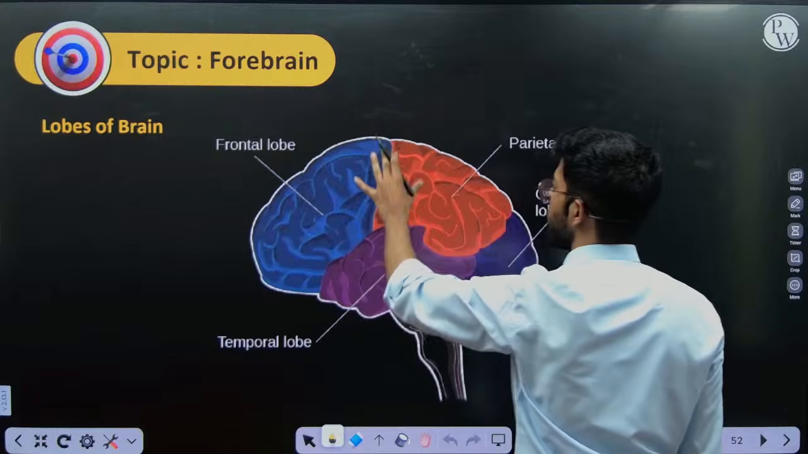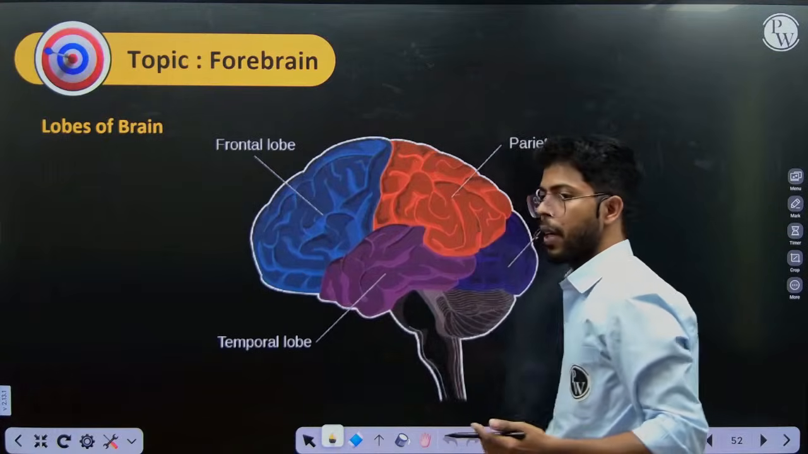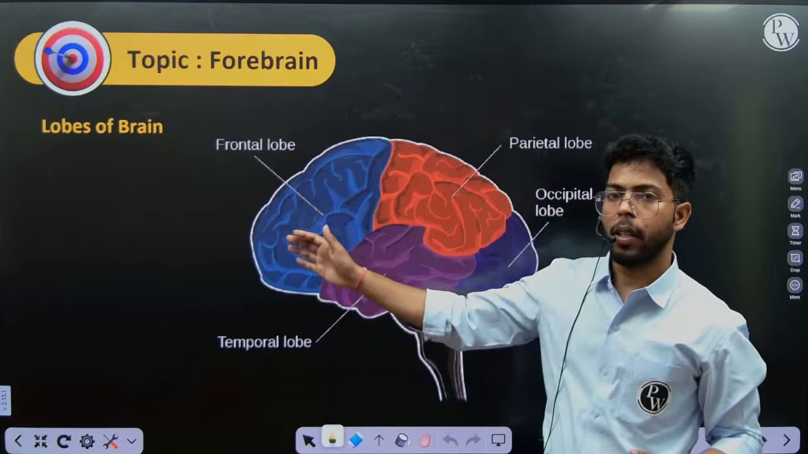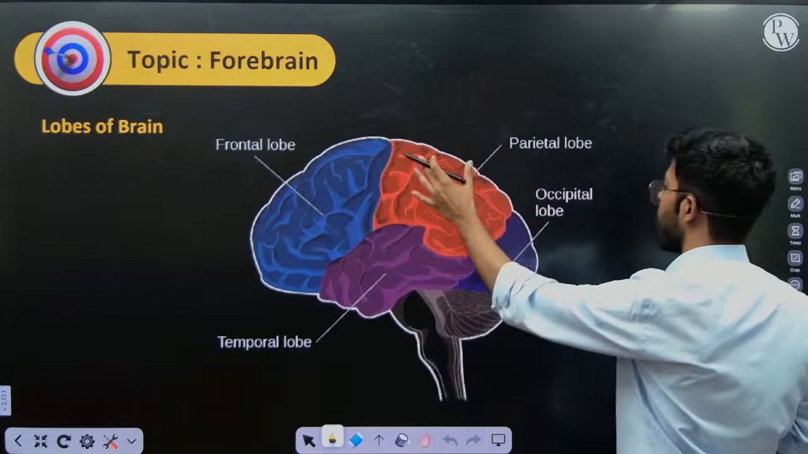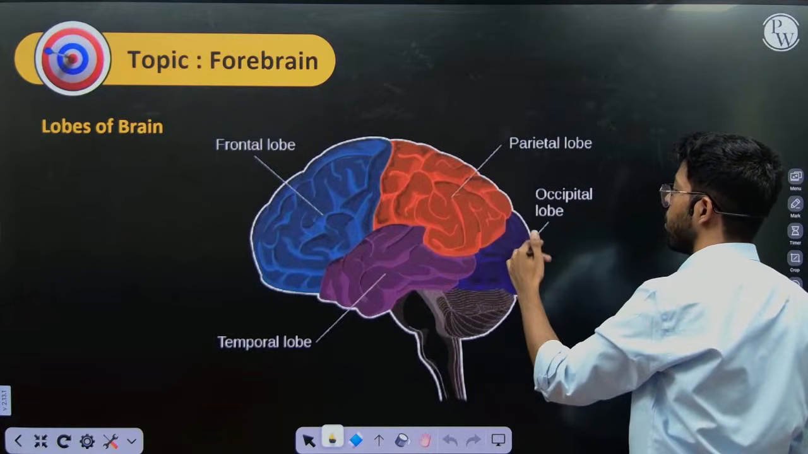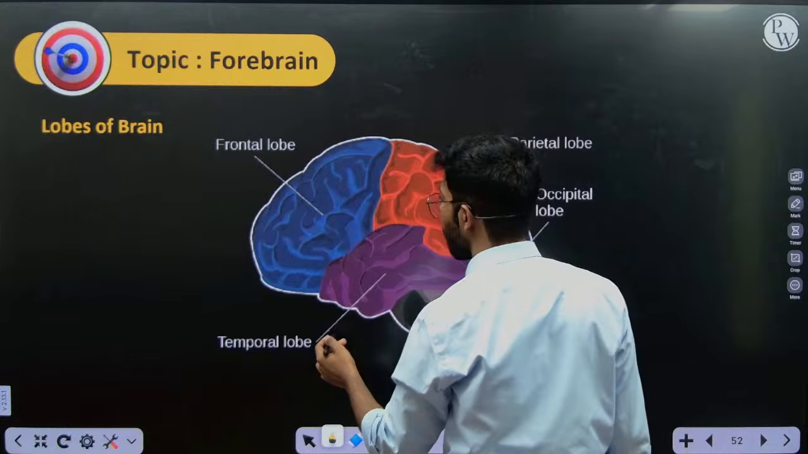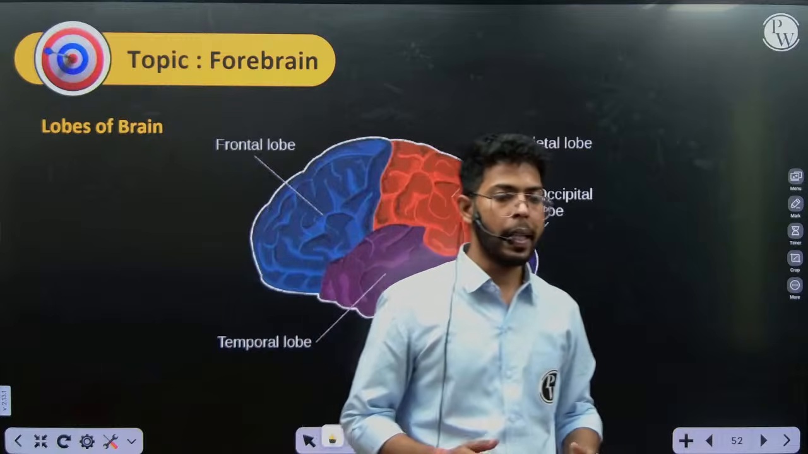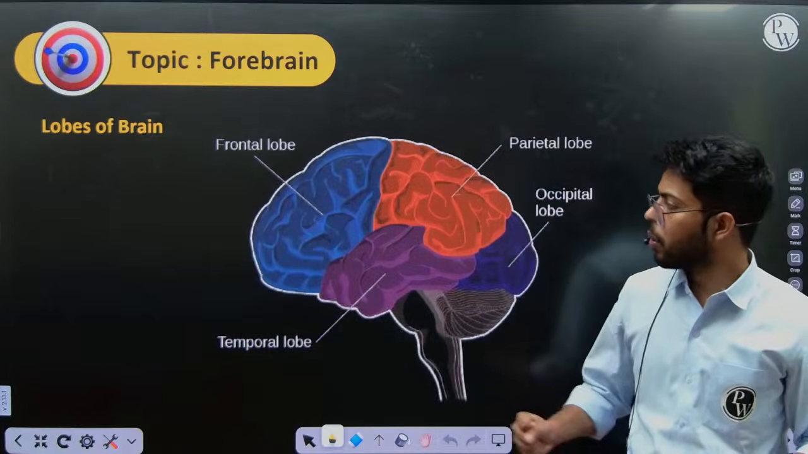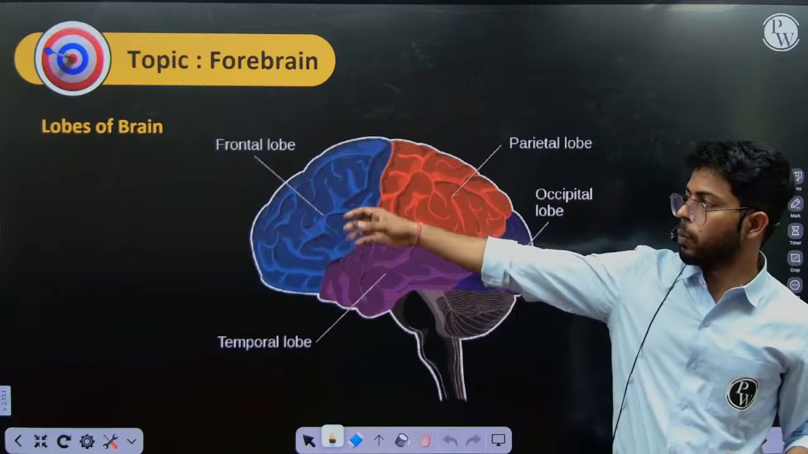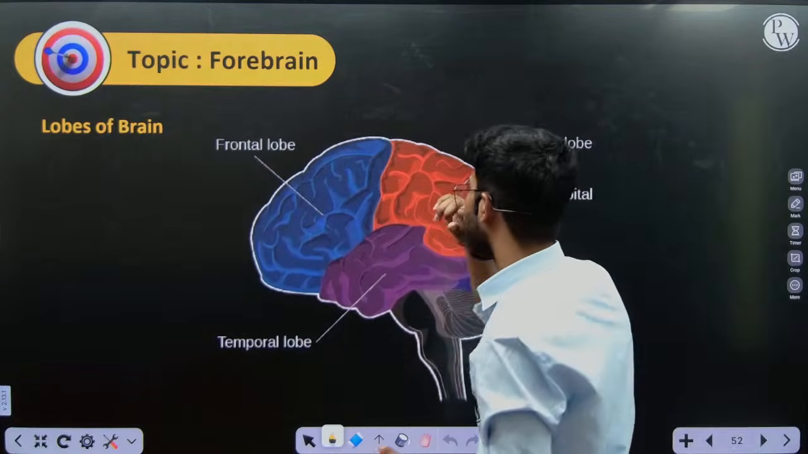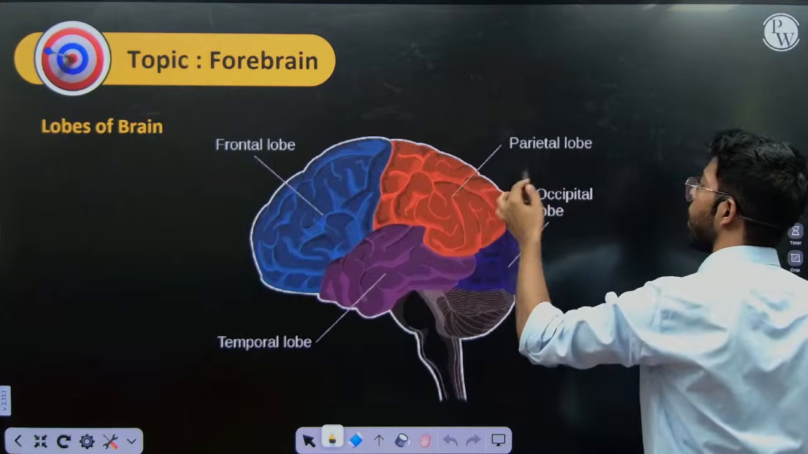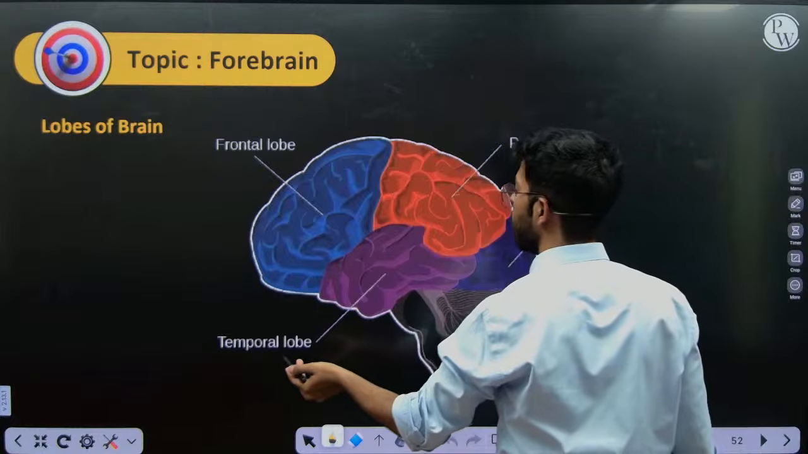Lobes, that means which is in front of our body, that is in the ventral region, the frontal lobe, and then we have the parietal lobe, the occipital lobe, and the temporal lobe. Frontal lobe is responsible for reasoning, intelligence, and it can do mathematical equations very easily, and the rest are the parietal lobe, occipital lobe and temporal lobe.